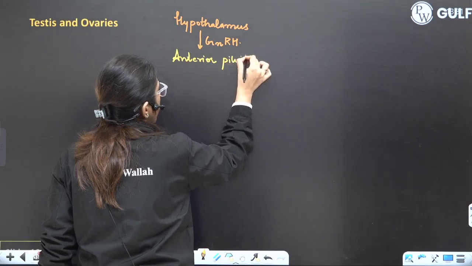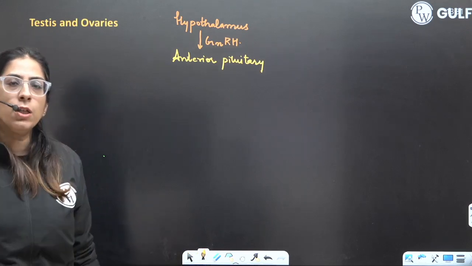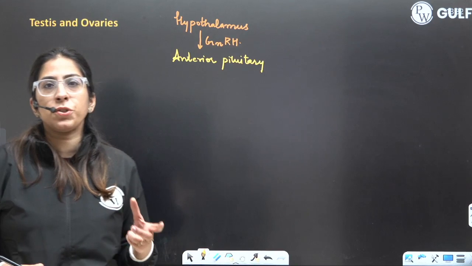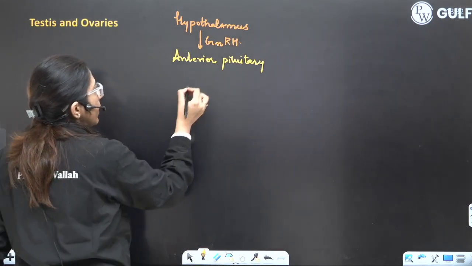Now I have a question for you. This travel occurs through dash. GnRH, it travels through dash circulation. So you have to give me that answer in the comment section. I'll be waiting for your answer. This goes to the anterior pituitary.